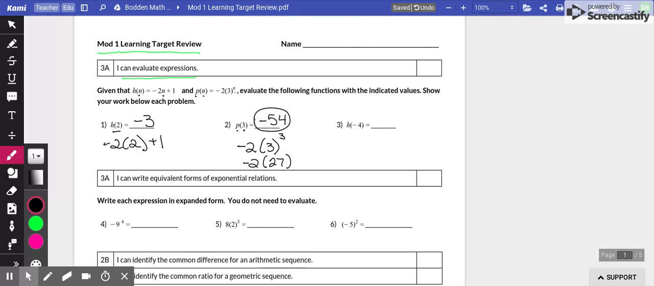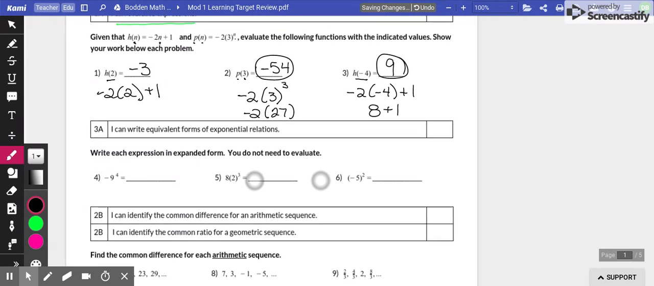Problem 3, h of negative 4. So now again, I'm going to come back up to this h function, and anywhere I see an n, I'm going to put a negative 4. So negative 2 times negative 4 plus 1. Negative and a negative is a positive 8 plus 1. So my answer is 9.